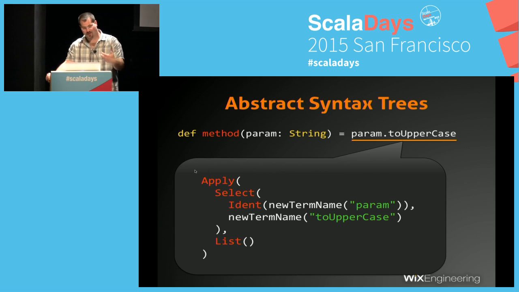And the thing that gets applied is the method toUpperCase within the string. So the tree that the compiler constructs needs to contain all of that information in order to make any sort of sense at compilation time.